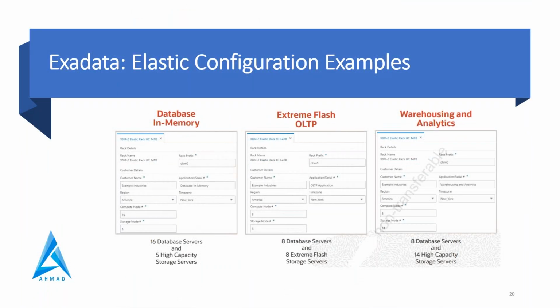And the examples of elastic configurations: database in memory, extreme flash OLTP, and warehousing and analytics. In database in memory, you have 16 database server. Extreme flash, you have 8 database server and 8 extreme flash storage server. And in warehousing and analytics, you have 8 database server and 14 high capacity storage server. So every server is suited for a different type of workload. So according to the workload, you can choose your Exadata machine.